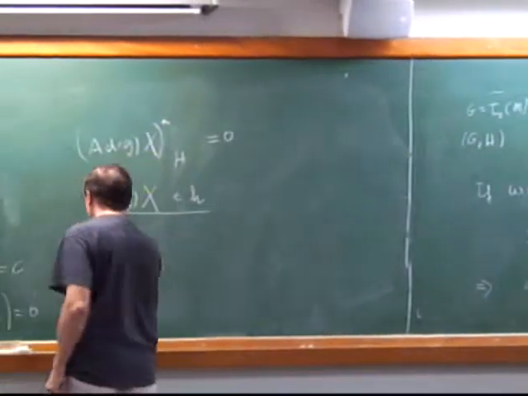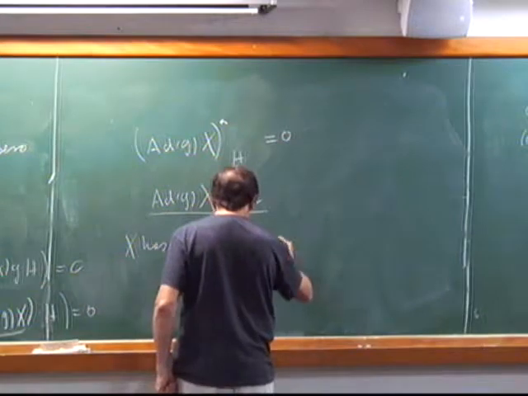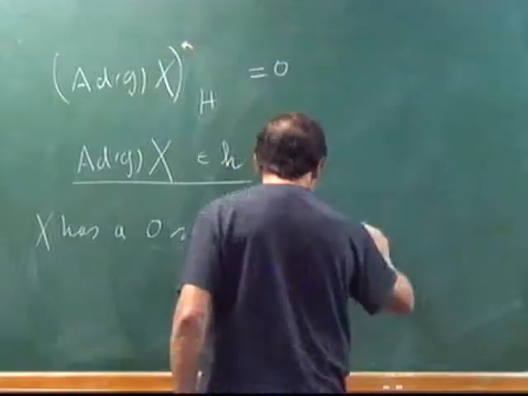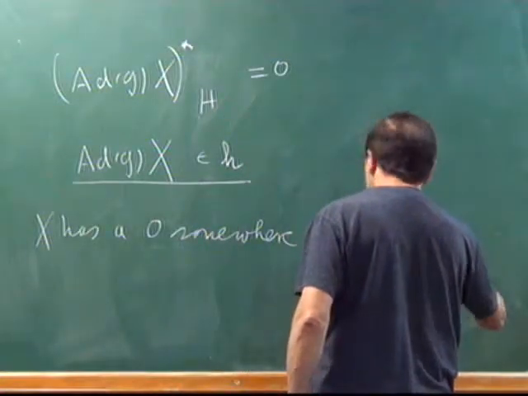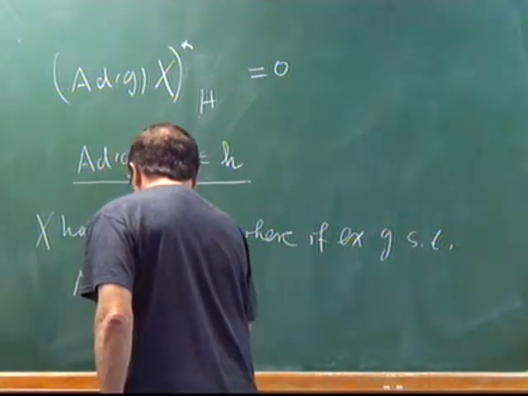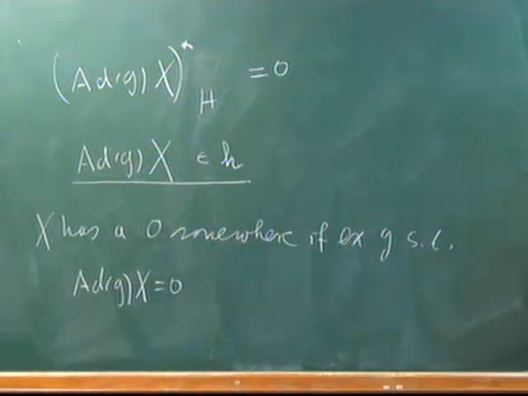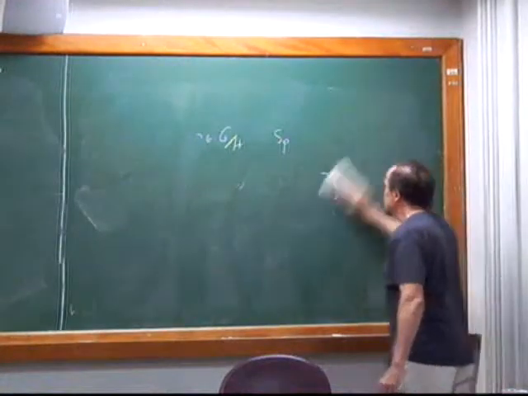So X has a 0 somewhere if there exists a g such that Ad g X equals 0. So let's interpret that by using the Weyl group. So now we can use the Weyl group again. It's a very nice application of Weyl groups.